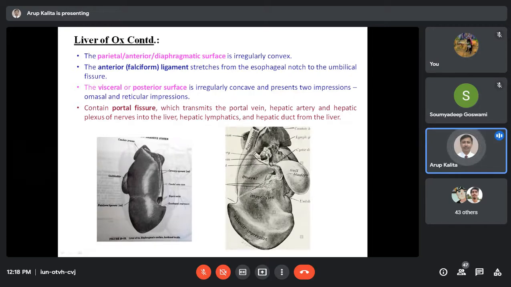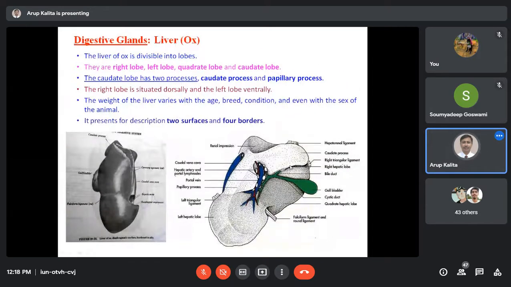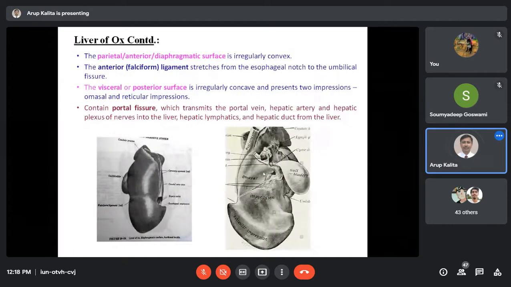And this portal fissure you are going to get on the visceral surface. If you see here, this is the portal fissure. Here different ducts will either enter or come out from the liver. So where do we find the portal fissure? On the visceral surface. We have come across two surfaces: the parietal surface, which is convex, and the visceral surface, which consists of two impressions, the omasal impression and the reticular impression. In addition to that, you will get the portal fissure.